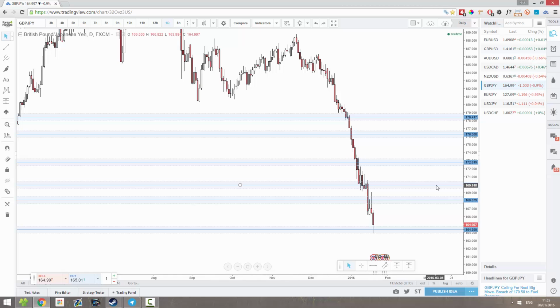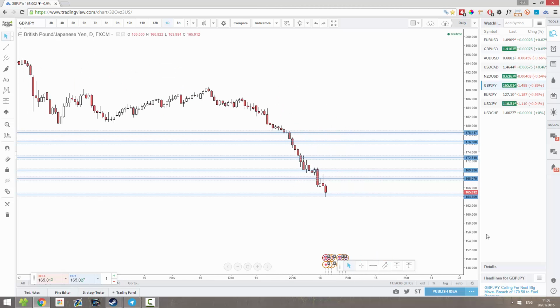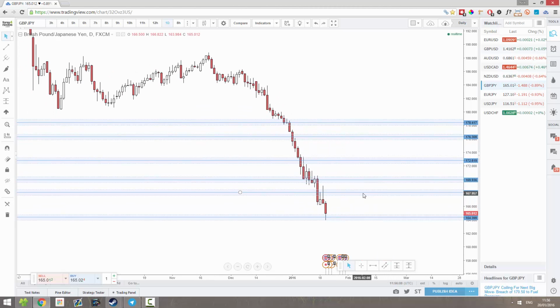All right, so on the daily, it's heading into this support area that we've placed here. Obviously finding some support here. It's reacting at that area. It couldn't break through it. Nothing that looks like a potential trade right now, but it's still something to keep in mind.